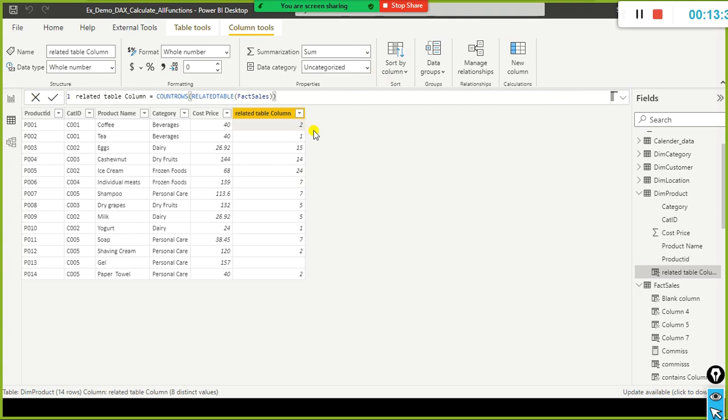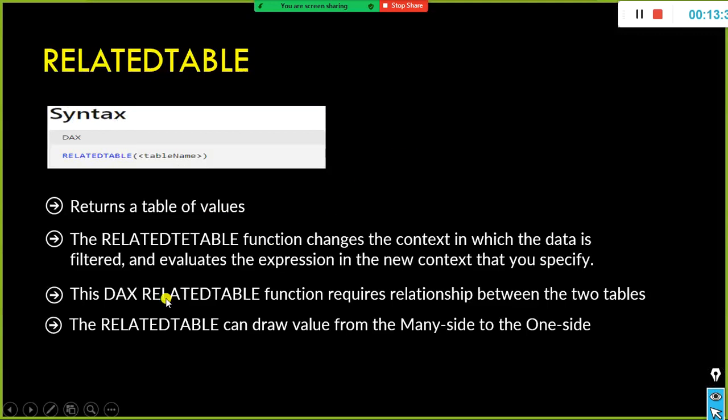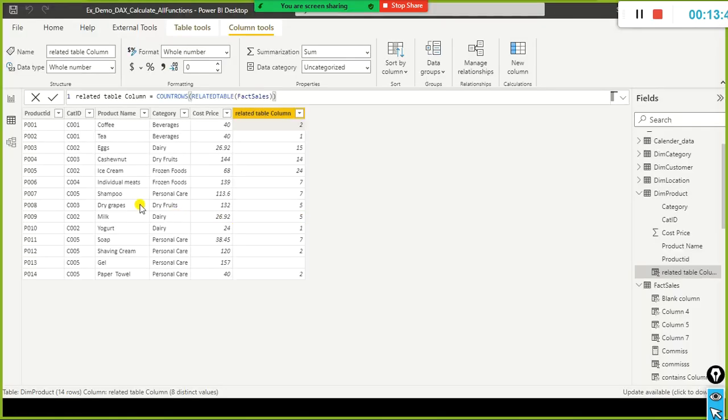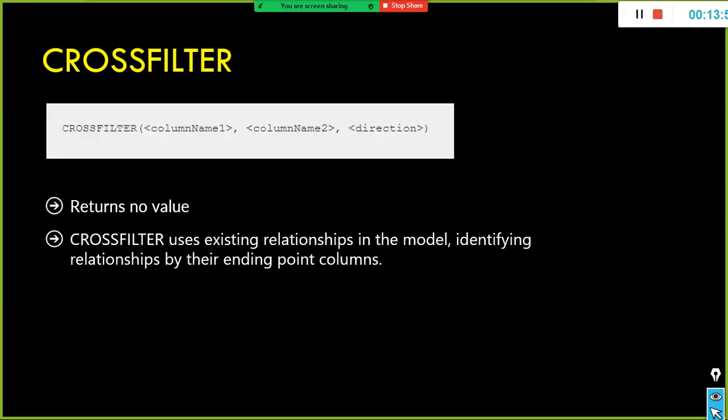So those kinds of calculations are very much helpful. And the next one is to consolidate the sales and update the stock value. So that's what I mentioned here. But here, the RELATED function is helpful to bring the cost price from the dimension product table to my fact sales table. So in those kinds of use cases, you can go for these two functions.